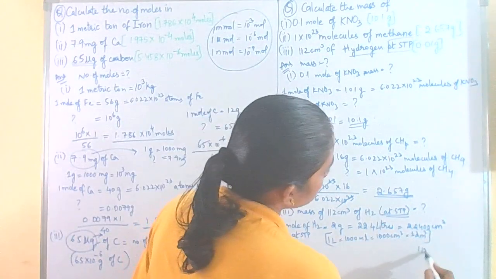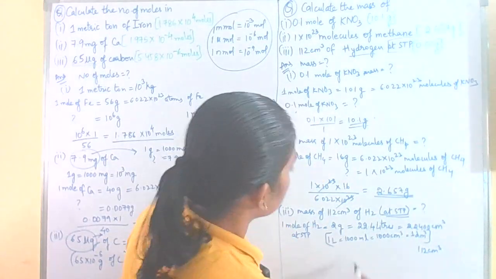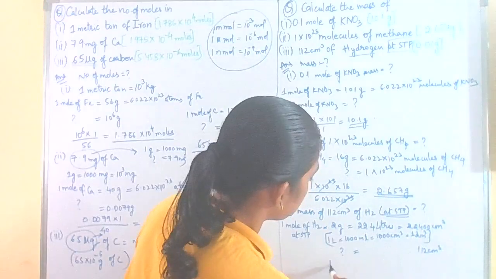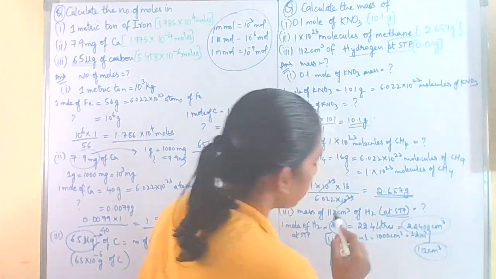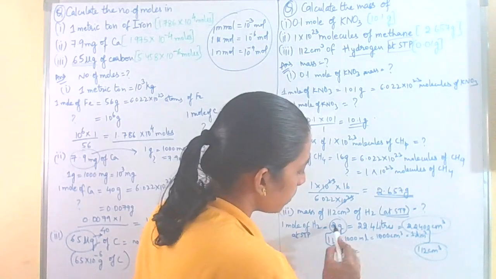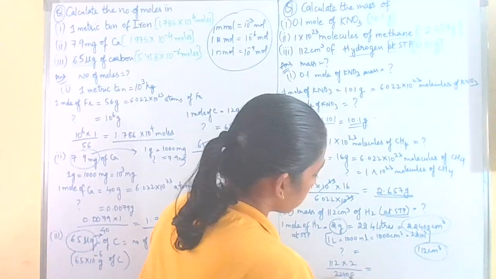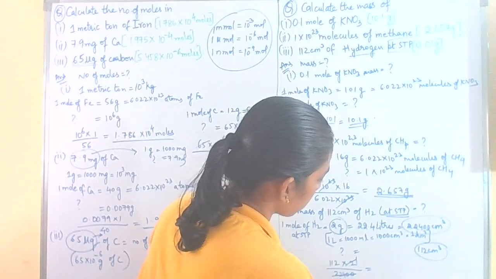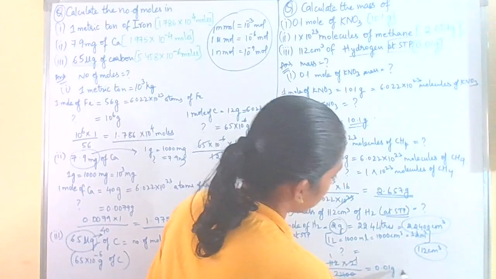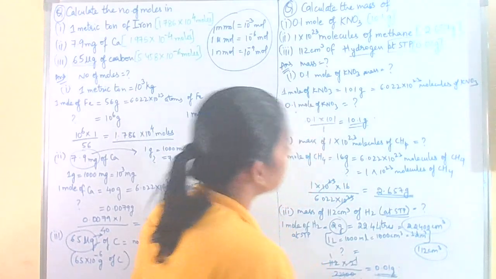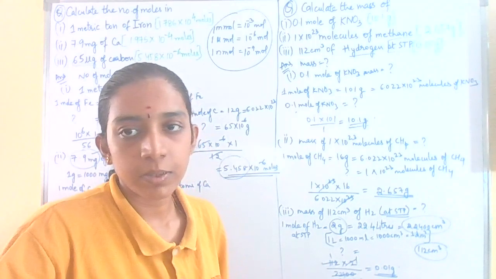Then 112 centimeter cube of hydrogen at STP weighs how much? 112 into 2 grams. You have to consider these two, volume and gram molecular mass. 112 into 2 divided by 22,400. So you will be getting 0.01 grams. Okay, this is the mass of 112 centimeter cube of hydrogen at STP.